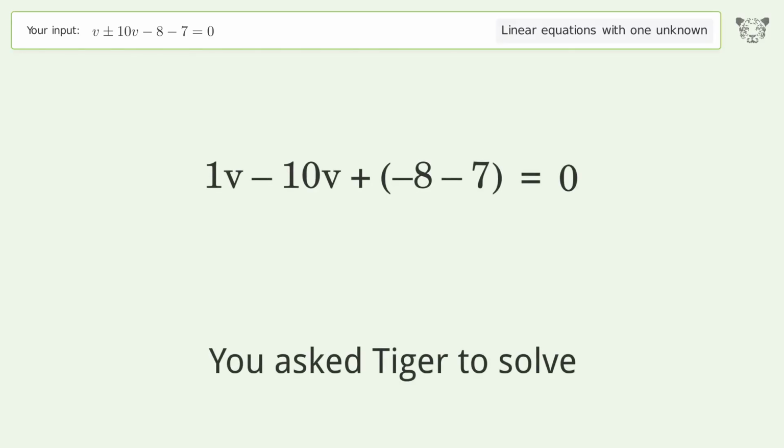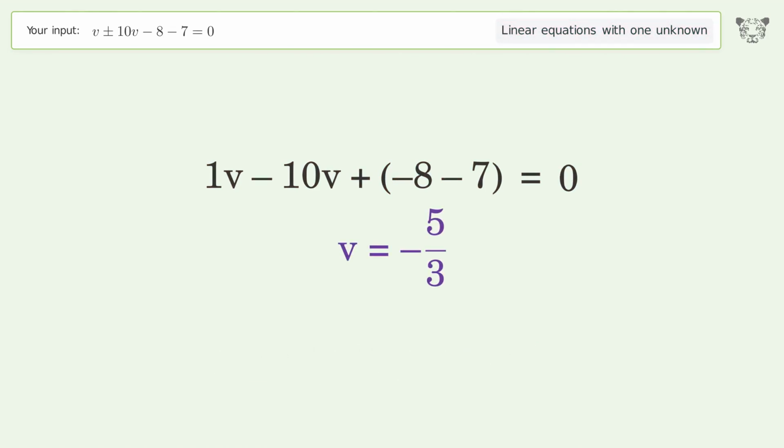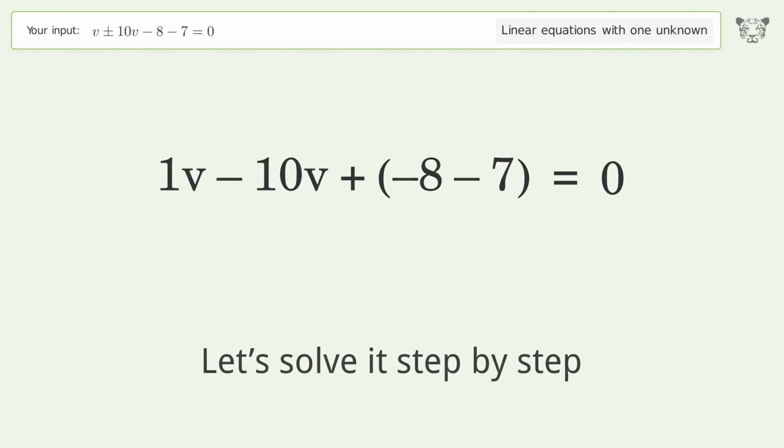You ask Tiger to solve. This deals with linear equations with one unknown. The final result is v equals -5/3. Let's solve it step by step.